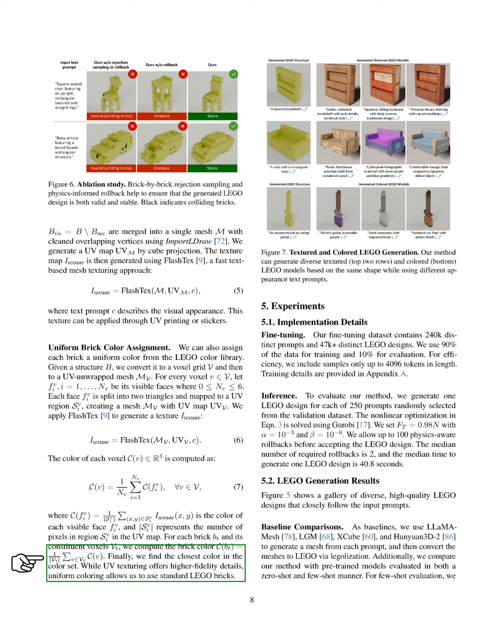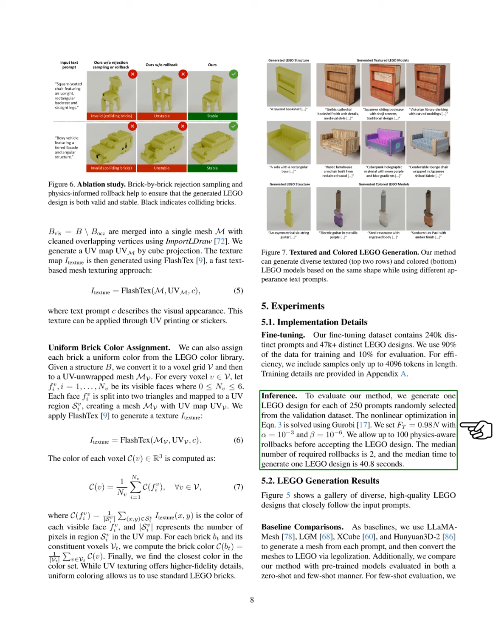Section: Fine-tuning. In this section, we describe our fine-tuning process. Our dataset consists of 240,000 unique prompts and over 47,000 distinct LEGO designs. We allocate 90% of this data for training and 10% for evaluation, ensuring we only include samples that are up to 4,096 tokens long. Details about the training process can be found in the appendix.